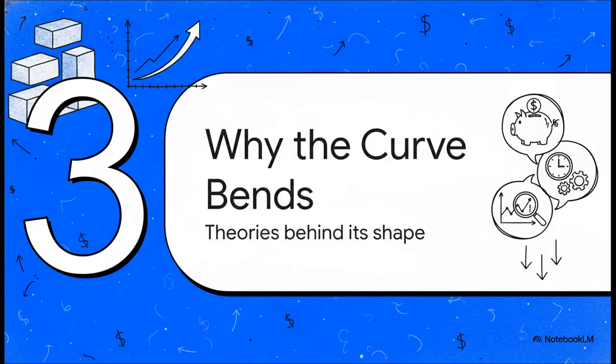Okay, so now that we've got the building blocks down, let's get to the million-dollar question. Why does this curve bend the way it does? Why isn't it just a flat line? Well, economists have 3 main theories to explain it.